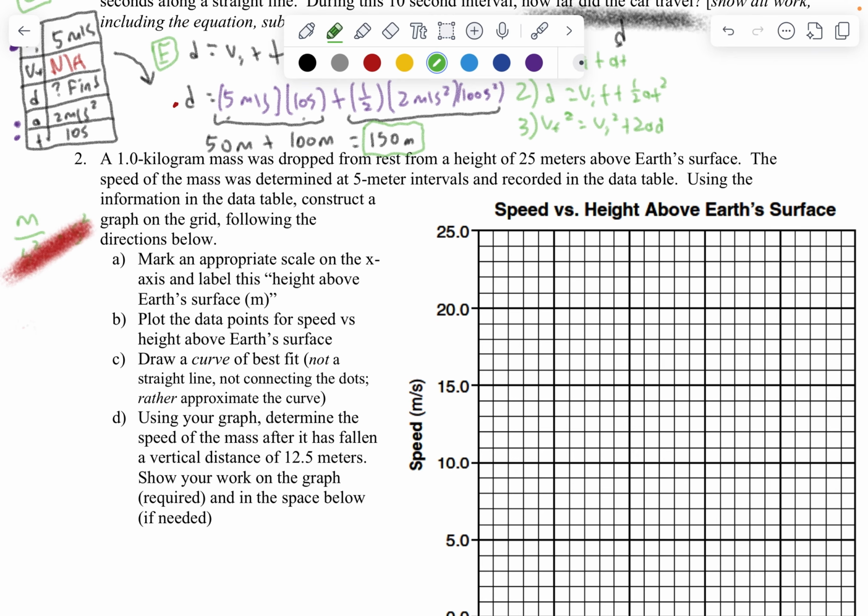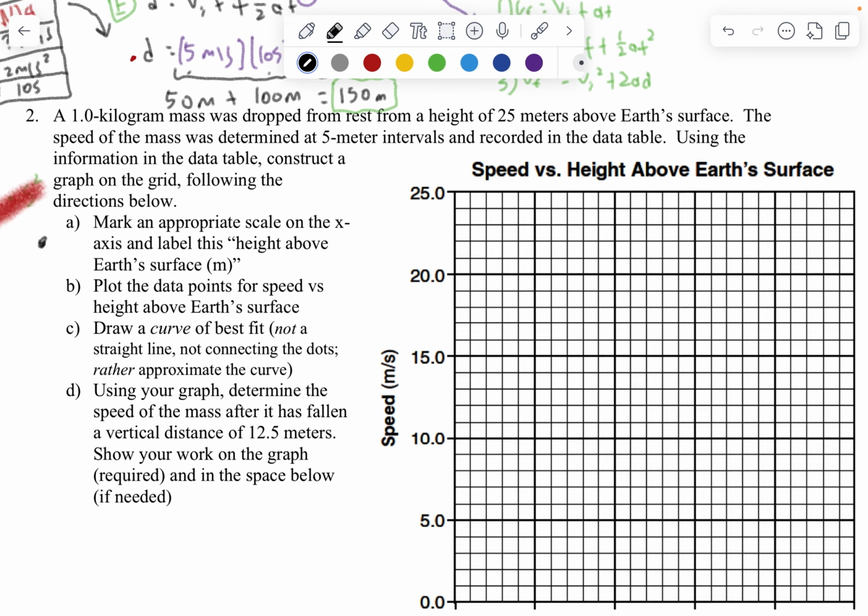A 1 kilogram mass was dropped from rest from a height 25 meters above Earth's surface. The speed of the mass is determined at 5-meter intervals and recorded in the data table. Using the information in the data table, construct a graph on the grid following the directions below. A. Mark an appropriate scale on the x-axis and label this height above Earth's surface. So let's just do that step. Let's take it one step at a time.